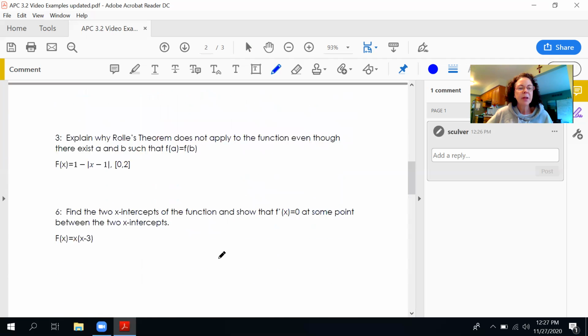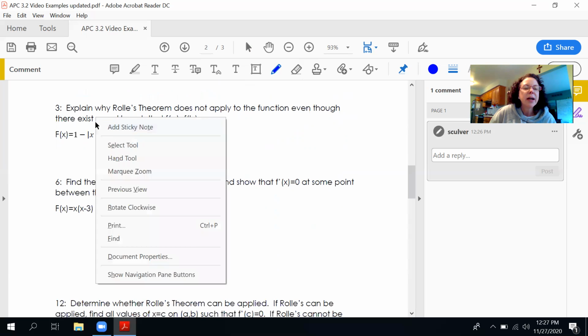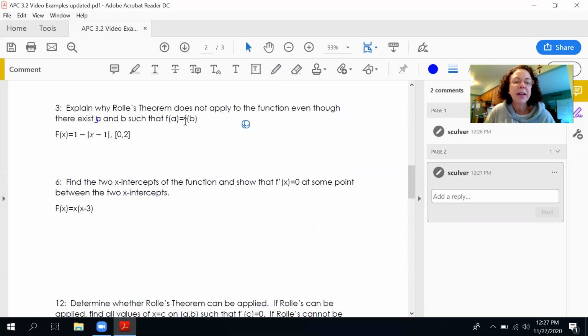On our next problem, number 3, explain why Rolle's theorem does not apply to the function even though there exist, whoops, let's put a little s in. Can I do a little s? I cannot. There we go. A little s. Oh, well, there's a little s. There exist a and b such that f of a equals f of b.